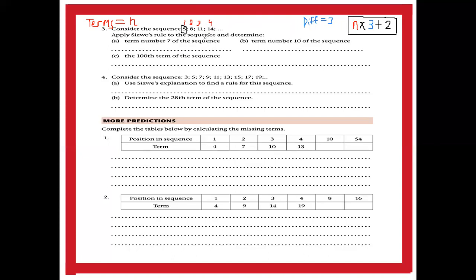So now all we have to do to answer these questions is, for term number 7, what is the value? We just put a 7 in there. So we go 7 times 3, which is 21, and then we add 2. So we get 23 as the answer. For term number 10, we have 10 times 3, which gives us 30. You just put a 10 where the n is. 10 times 3 gives us 30, plus 2 gives us 32. The 100th term is going to be 100, because that's the n, times 3, which gives us 300, plus 2. So it'll be 302.